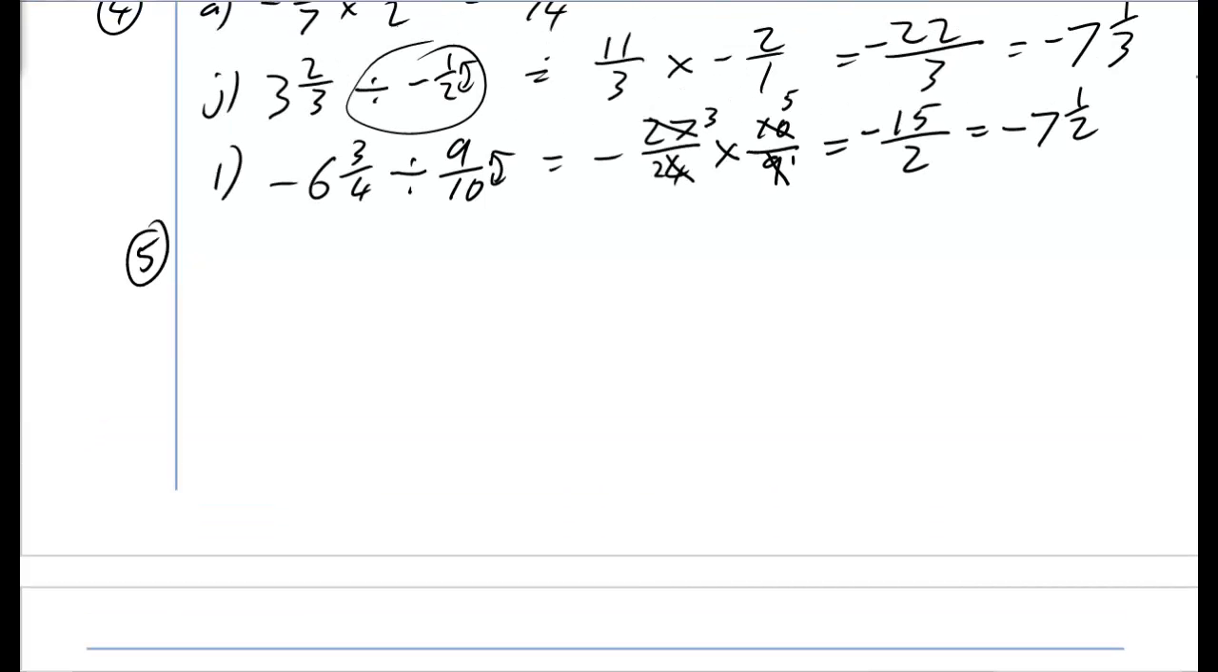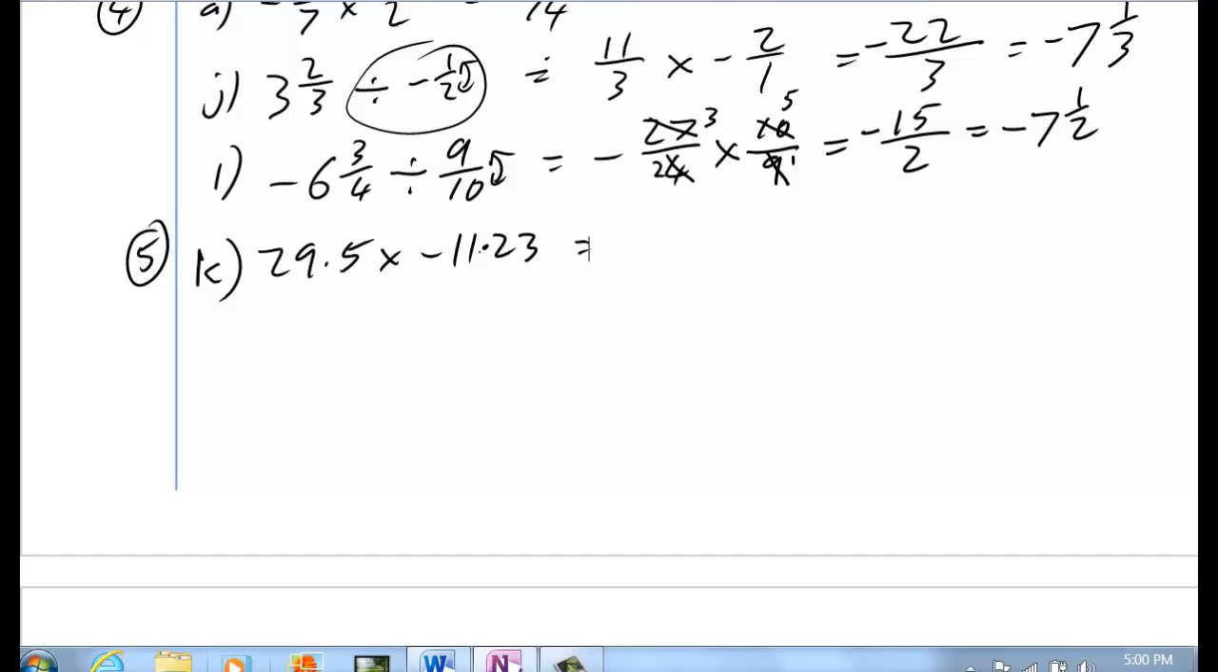So number 5, you should always write the question down, I reckon. Let's do one of the ones that's fairly hard. K, 29.5 multiplied by negative 11.23. So if we want to work that out, just get your calculator. You should know how to do this. Calculator, where's it gone? Oh, here we go. Let's quickly do this one.